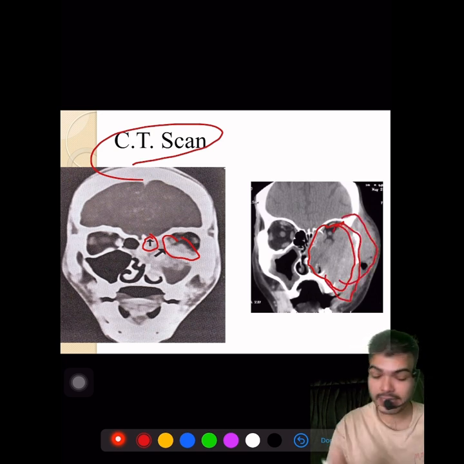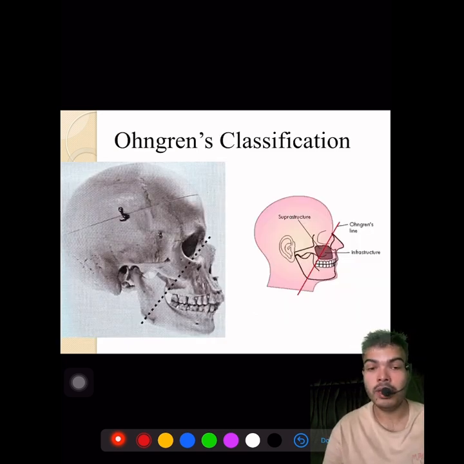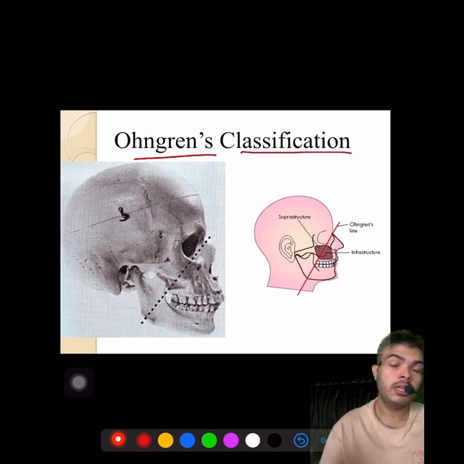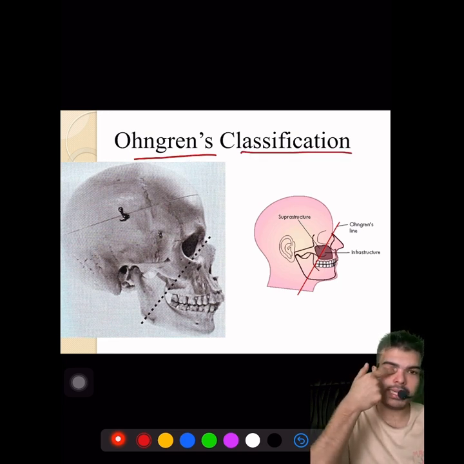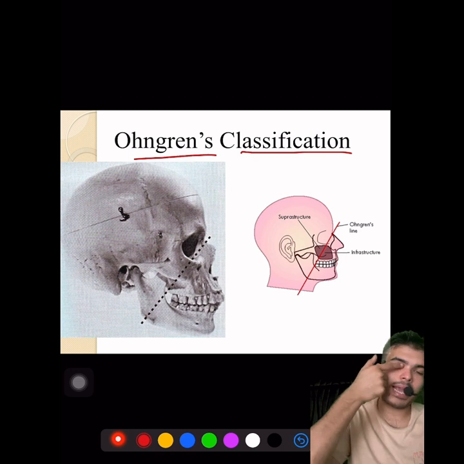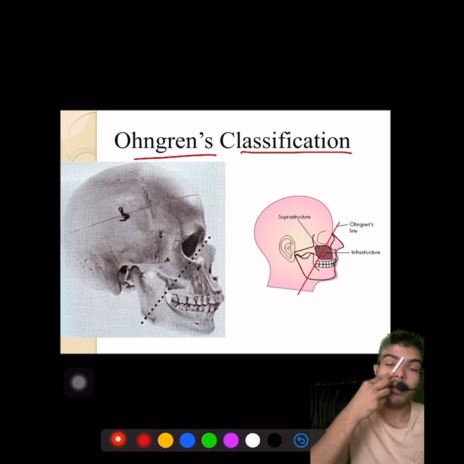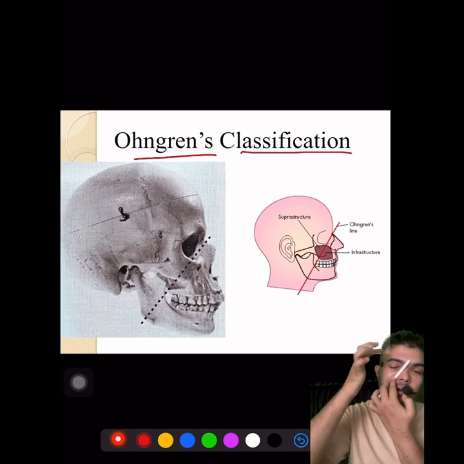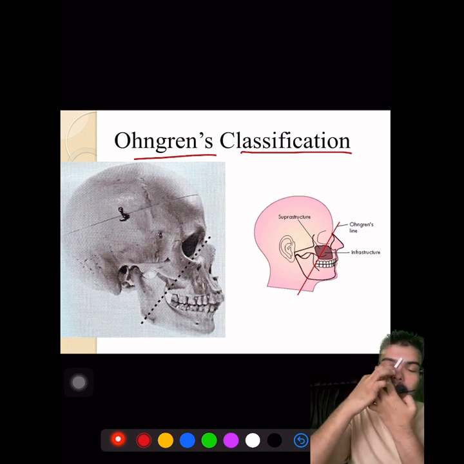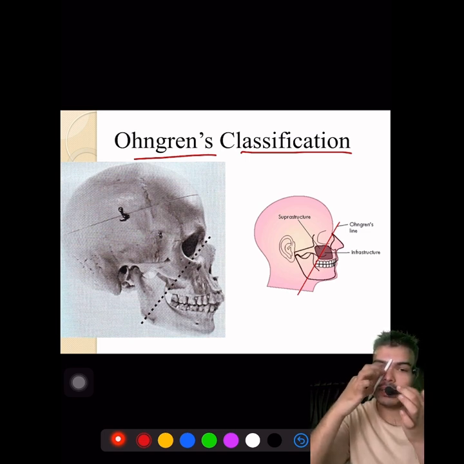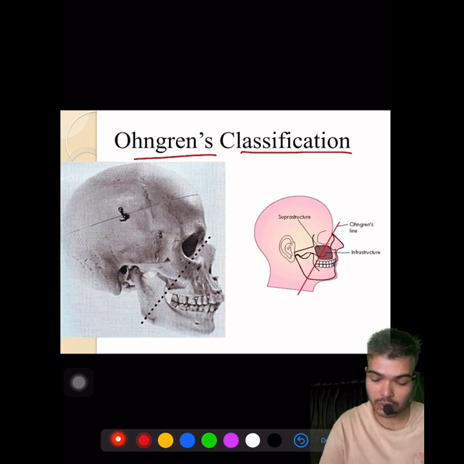Now there is Ohngren's classification and Lederman's classification. So what is Ohngren's classification? From the angle of the mandible to the medial canthus, you just draw a line like this. Any tumor which is above this line has a bad prognosis, because it's involving the orbit and the cranial region. But any tumor which is below this line has a good prognosis. This is known as Ohngren's line.